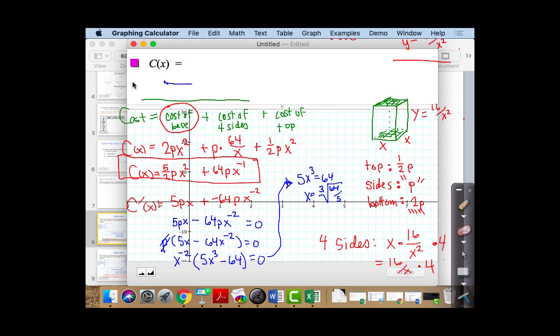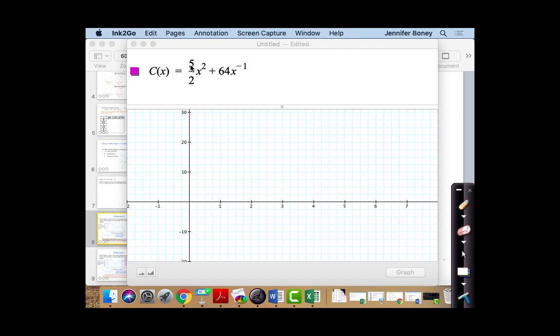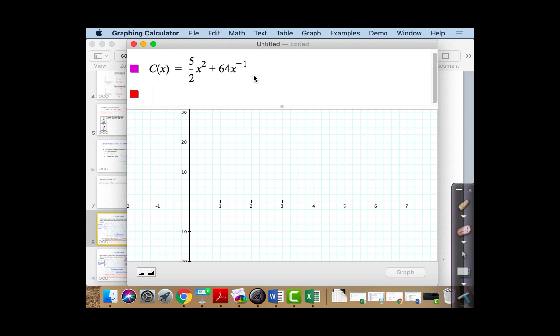I was going to say I can graph the derivative also. But we'd have 5/2, if I can type right, 5/2 x squared. Sorry, I'm just using my scratch work here, plus 64x to the negative 1. All right, I'm going to clear all this off and take a look at this graph. So this one.